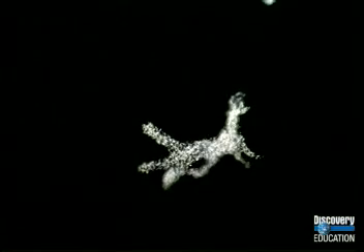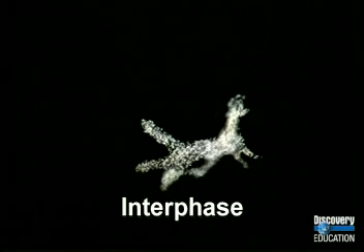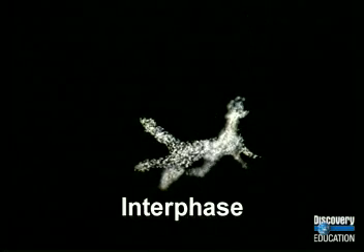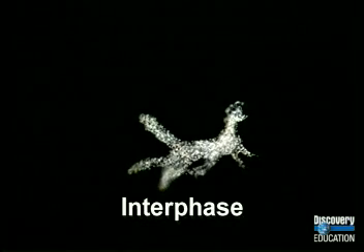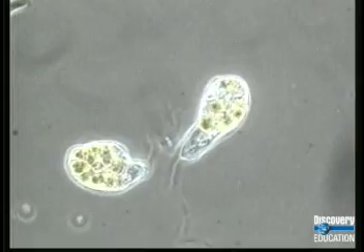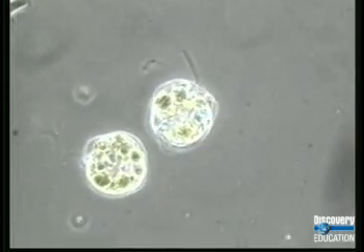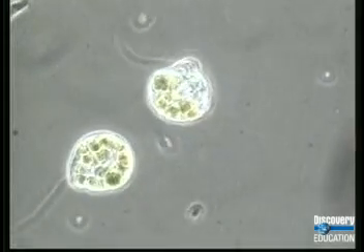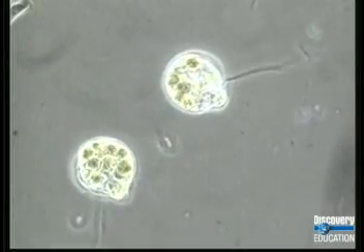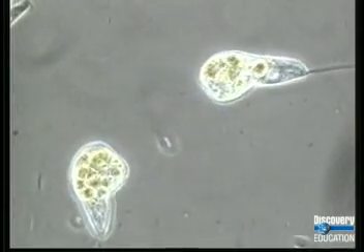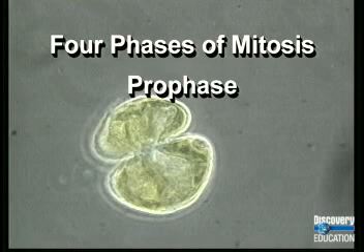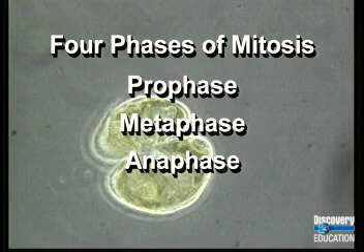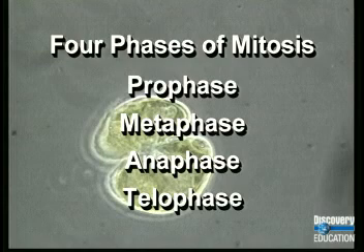The time in a cell's life when mitosis is not occurring is called interphase. During interphase, cells take in nutrients, do their specialized jobs, and grow. When a cell is going to divide, it begins by duplicating its DNA in preparation for mitosis. The chromosomes uncoil so that the cell can read the genetic information they contain. The process of mitosis is divided into four phases: prophase, metaphase, anaphase, and telophase.